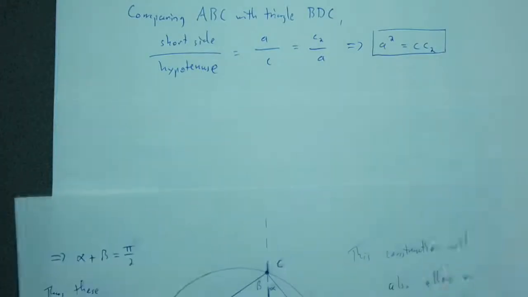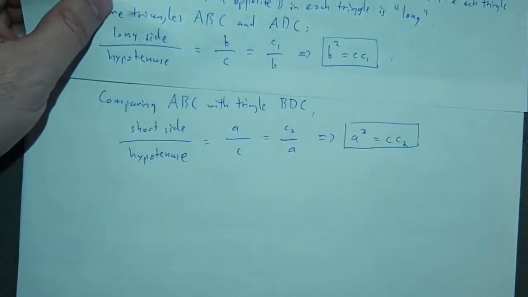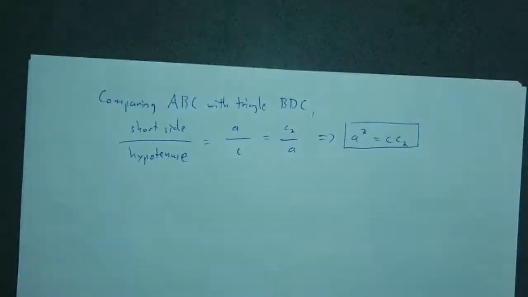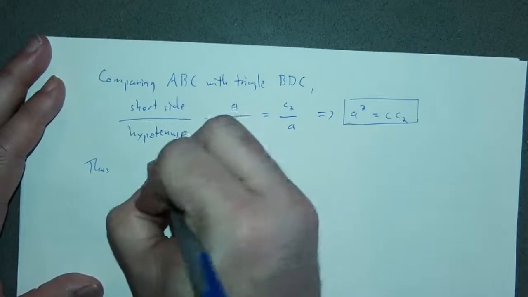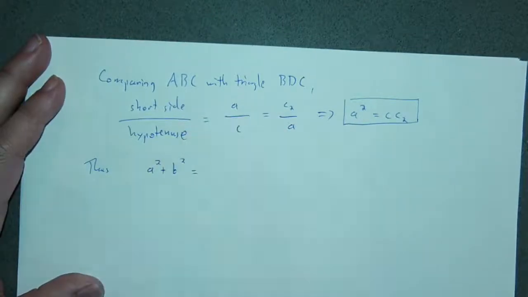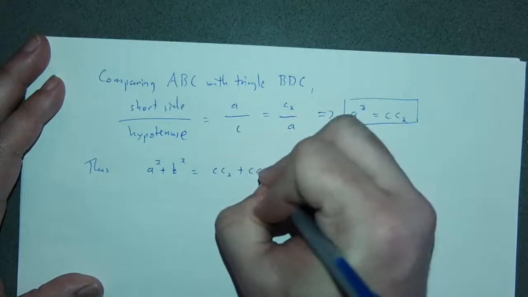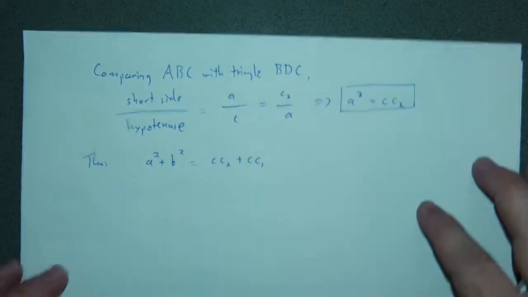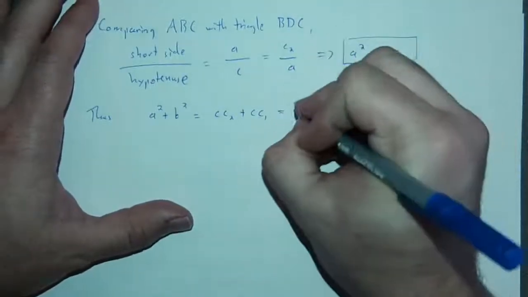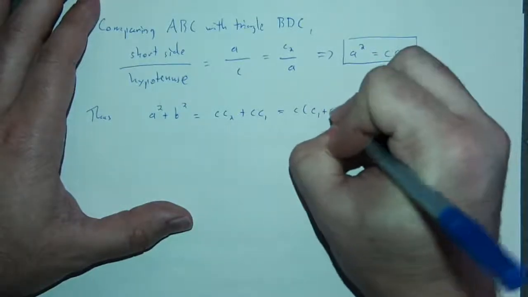So I have two statements. A squared is C times C sub 2. B squared is C times C sub 1. Thus, A squared plus B squared is C times C sub 2 plus C times C sub 1, since these quantities are equal to A squared and B squared respectively. This is C times, I can go ahead and swap the order, C sub 1 plus C sub 2.